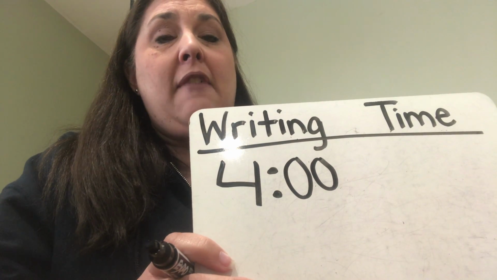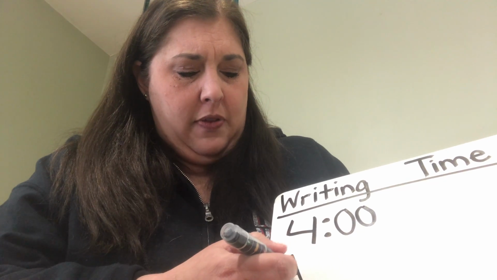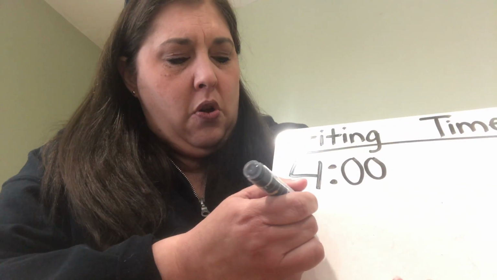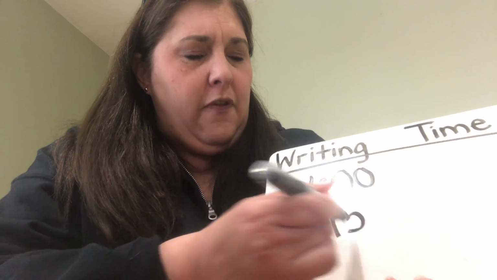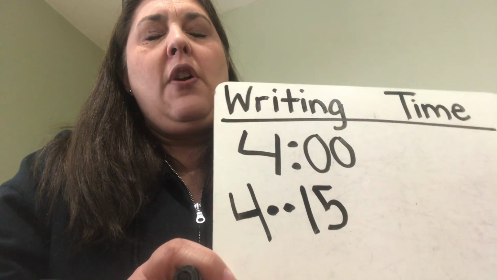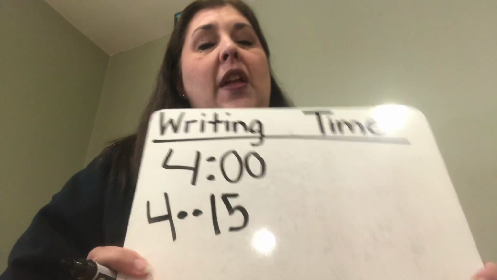If I wanted to write 4:15, I would still keep my hour the same, 4, colon, and I would write my minutes. So my minutes are 15. So it would be 4:15. This goes for everything that you want to write time.